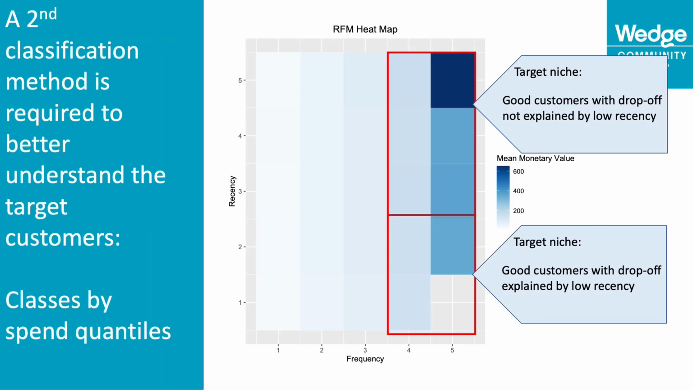RFM classification is not good enough because we found a very diverse kind of target customers. So we decided to conduct a second classification to better understand the characteristics of those customers. This second classification is based on the quantiles of the spend of the customers.